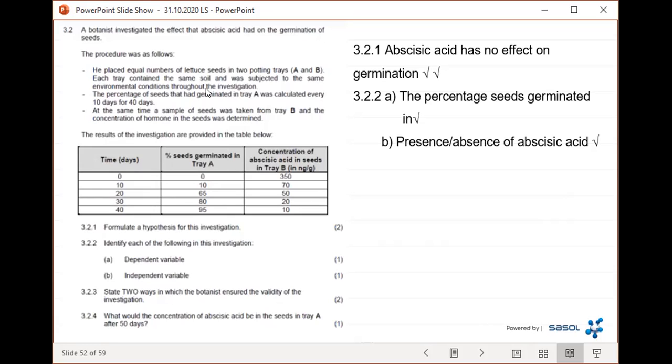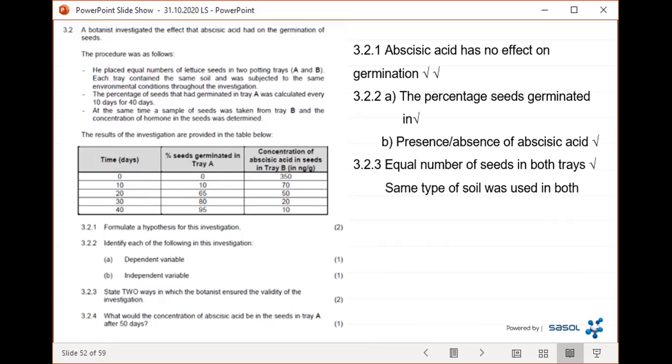And the trays were also subjected to the same environmental conditions throughout the experiment, right? So the answer to question 3.2.3: we had an equal number of seeds in both trays. We had the same type of soil used in both trays, and data was also collected from both trays at the same time. Right, so all of this is mentioned in the description right here.